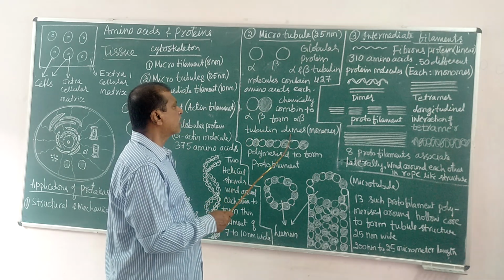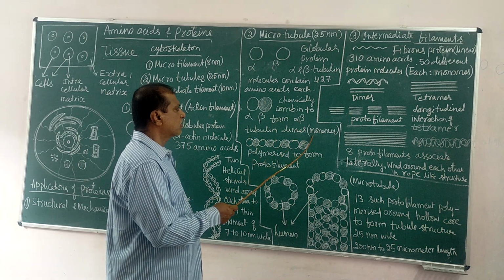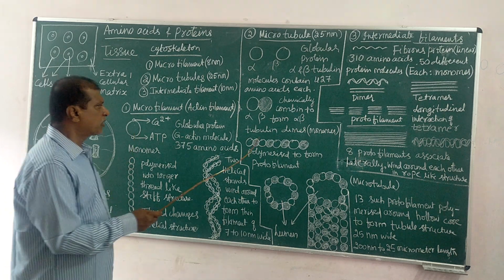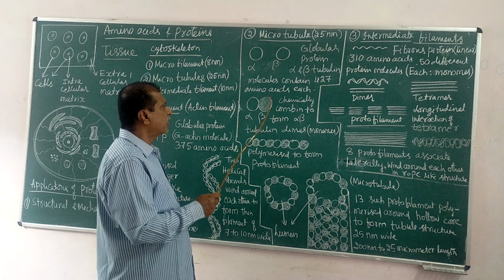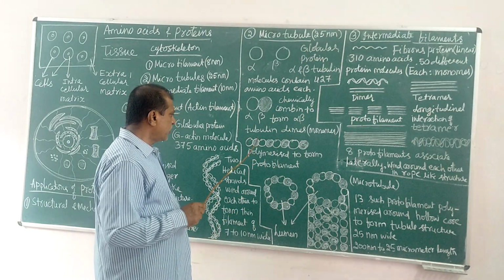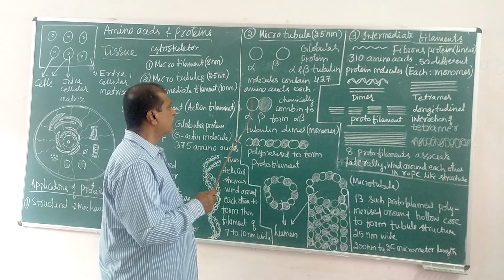Alpha beta dimer. It is called a monomer. Here the monomer is one globular protein, and the alpha beta dimer, each containing 427 amino acids, is one unit. Another unit, the dimer. Beta is shaded, alpha is not shaded, just to specify that.